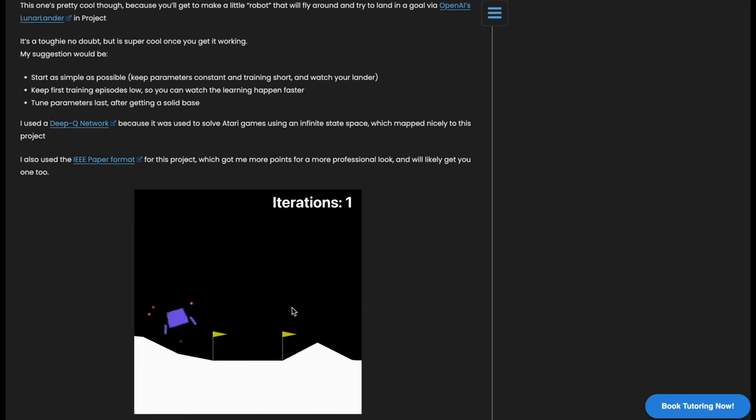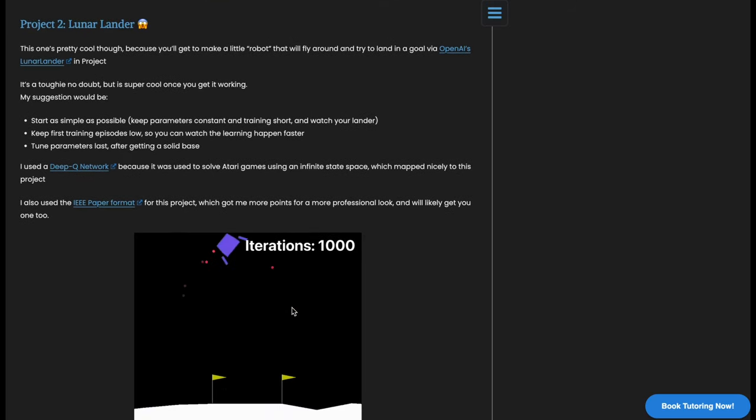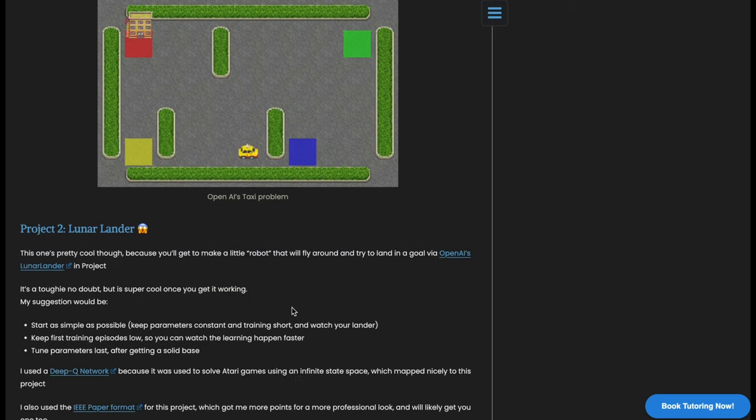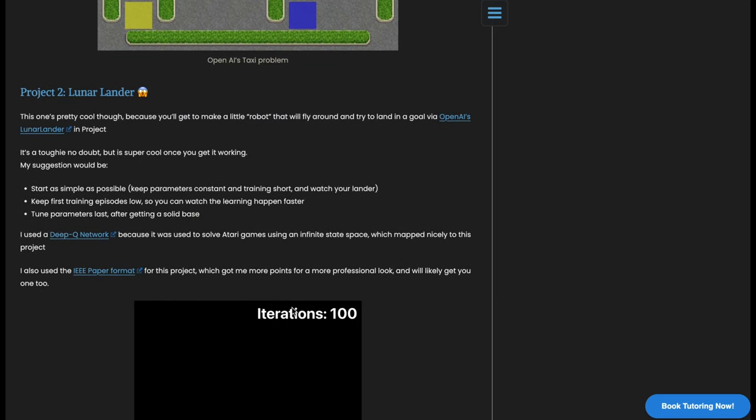And the reason that this gets tricky is because there's an infinite number of coordinates that your lunar lander can be in, as well as directions. It can be going to the left slightly or a lot, or to the right a lot, or vice versa. And so you cannot use the same algorithm you use for homework 4. You have to implement something else, and they leave it up to you to find that out.